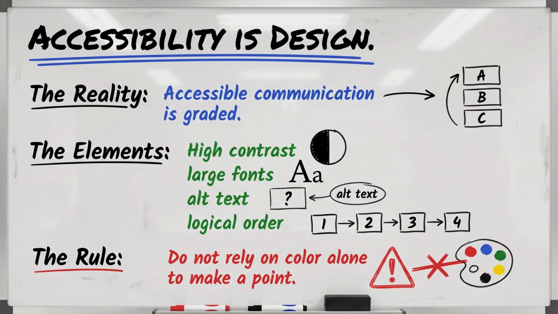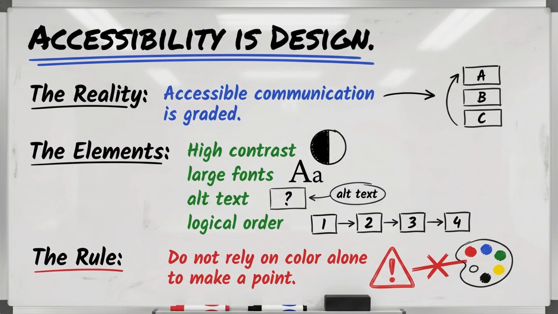Accessibility isn't an afterthought. It's a fundamental part of good design that ensures your message reaches everyone. We've focused on making your content clear and engaging. Now we must ensure it's universally understood. This means using good contrast, providing alt text for images, and never relying on color alone to convey meaning.